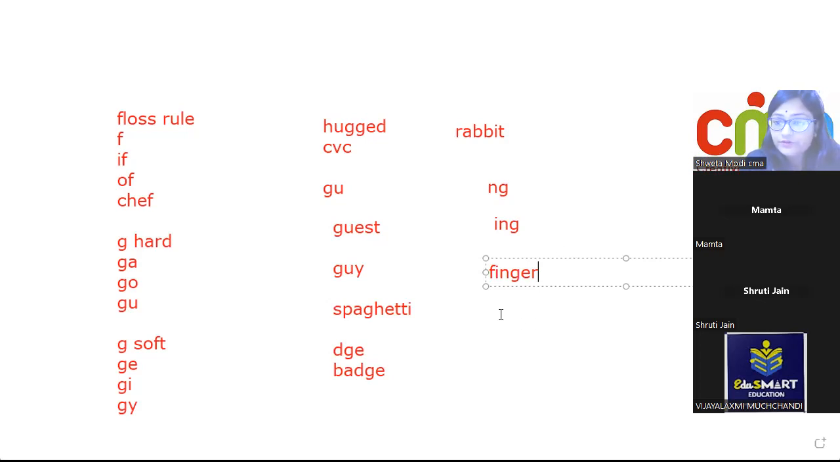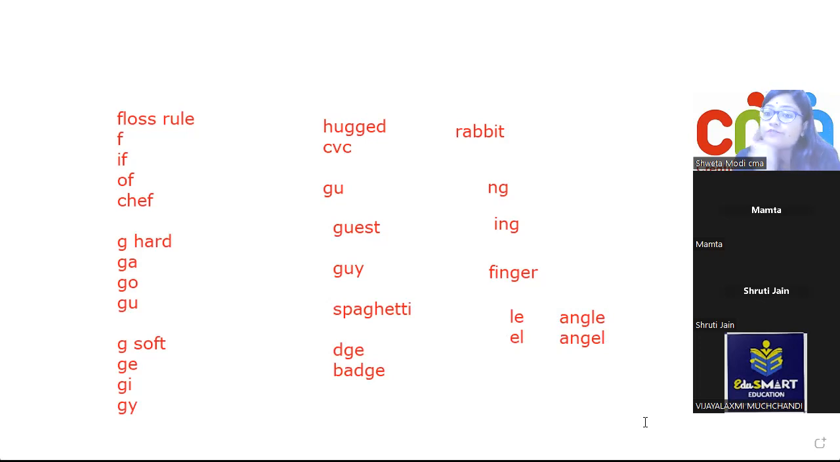Always remember that whenever you have LE at the end, what is the difference when you have LE and when you have EL? The word with LE, how do you say this word and how do you say this word? And what is the difference? Angle and angel. Yes. In the word angel, there is the soft G rule, but in the word angle, it's not there.